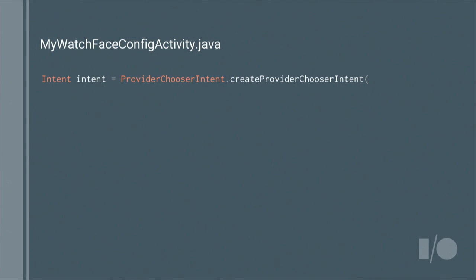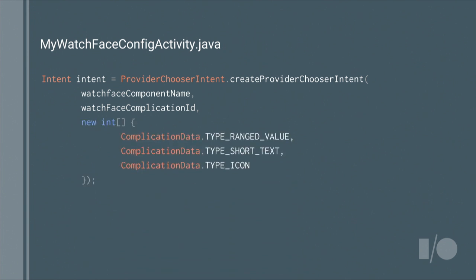Let's look at some code. In order to do that, you use this support library method to get hold of an intent. That's create provider chooser intent. You pass in the watch face component name. That's the package and class name of your watch face. That's just how you refer to your watch face to the system. And you also pass in the watch face complication ID for the complication that is being configured. So that's the number we chose earlier.